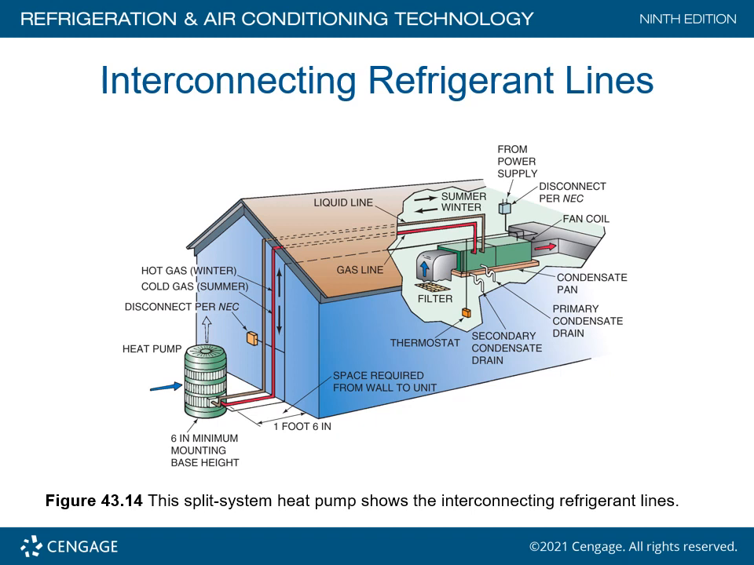Here we have a split system heat pump. So of course you have your electrical disconnect to isolate power to the outdoor unit. One of the things that you have to really be careful of, where I'm putting my mouse arrow right here, is that with these outdoor units, depending on if you have snow or ice, you just can't put these things on a slab 4 inches above the ground, with certain exceptions.